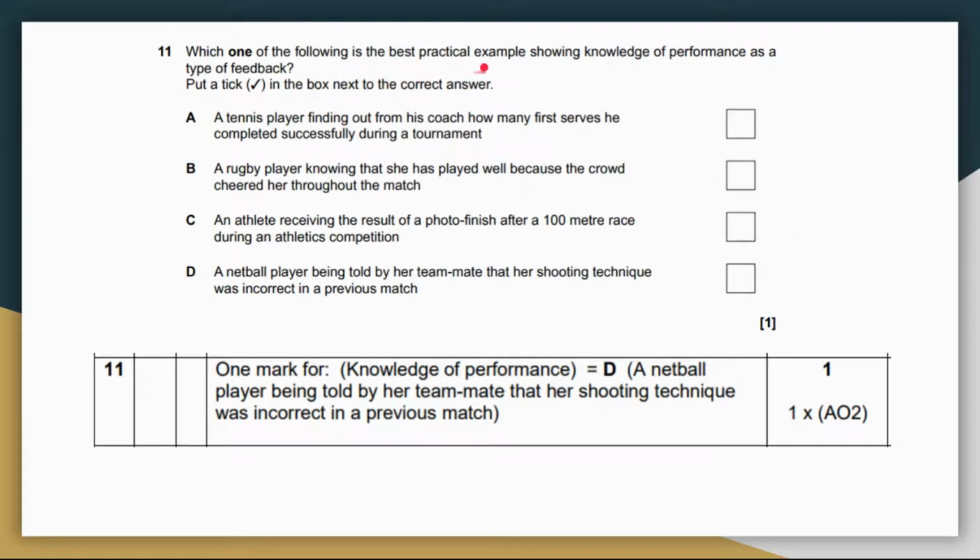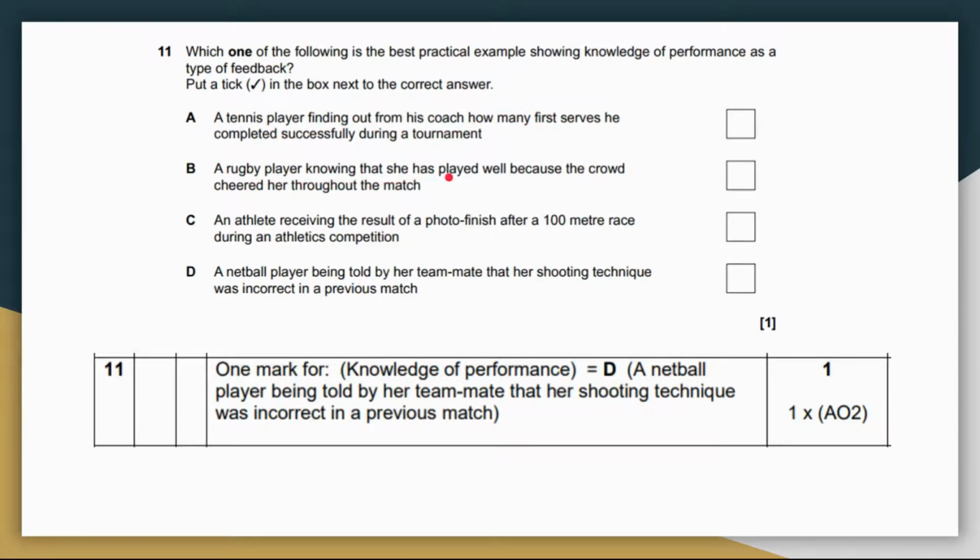Which one of the following is the best practical example showing knowledge of performance as a type of feedback? So knowledge of performance isn't concerned with the overall result or the outcome or the score. It's concerned with the performance and particularly the technique. So if we go through the answers, a tennis player finding out from his coach how many first serves he completed successfully, that's all to do with outcome in terms of the percentage of first serves. So that's no good. That's knowledge of results rather than knowledge of performance.